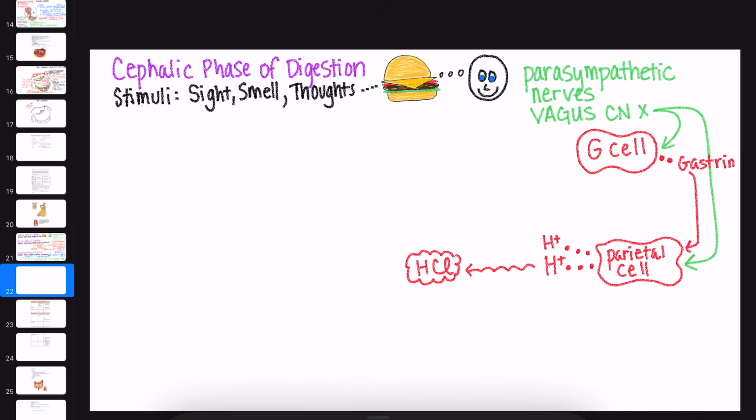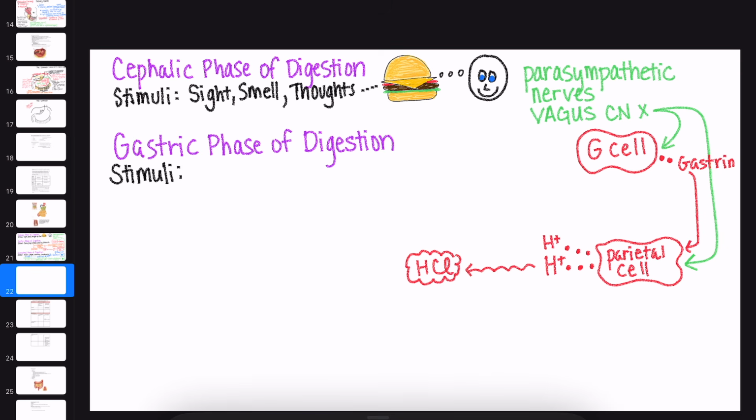Then we come to the gastric phase of digestion. And this one is going to be what happens when the food actually enters the stomach. So the stimuli is a bolus of food, and especially protein. It's going to be the best at stimulating this gastric phase.